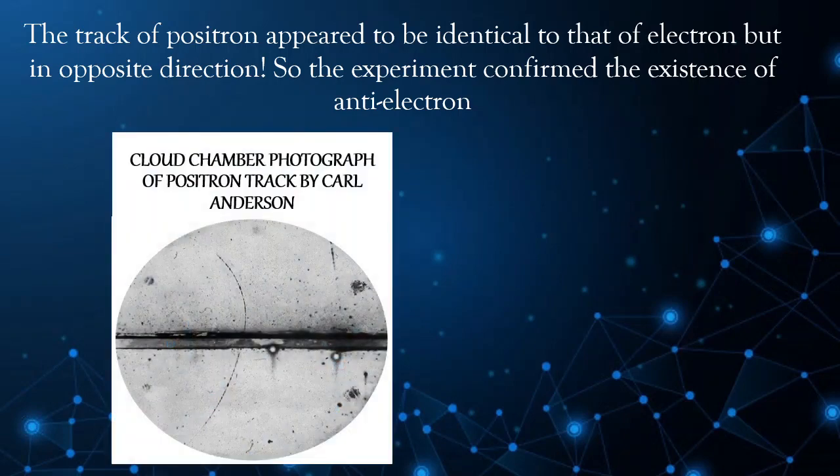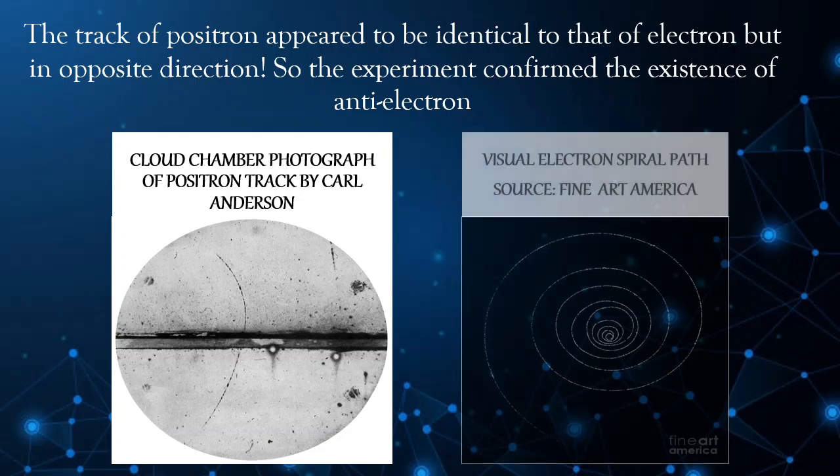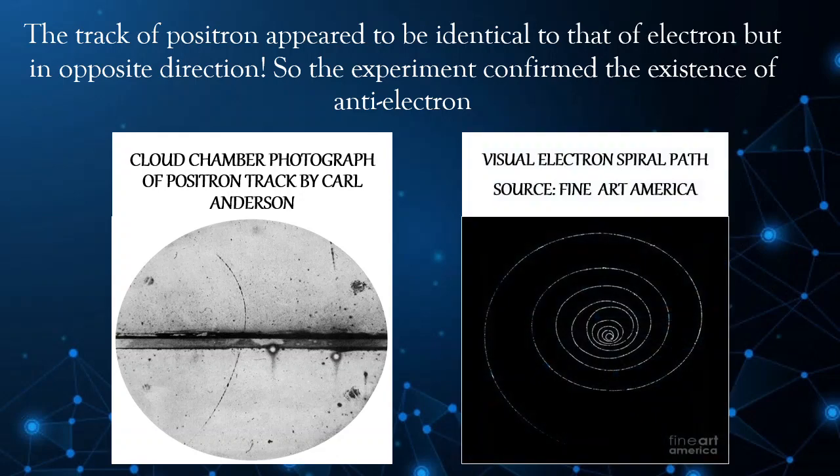Here you can see the photograph of the positron track taken by Carl Anderson. The second image is here for comparison, which shows the electron's spiral path in a magnetic field, which clearly shows that the directions of the electron and positron tracks are opposite.